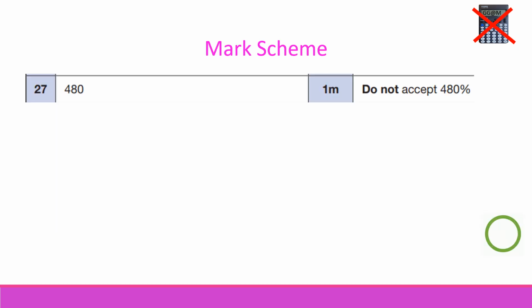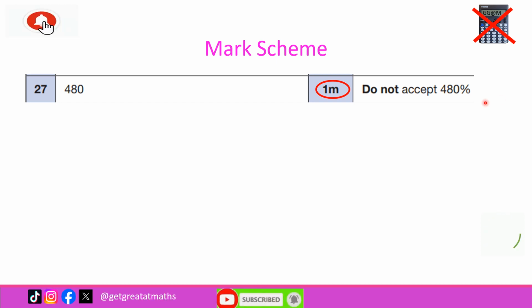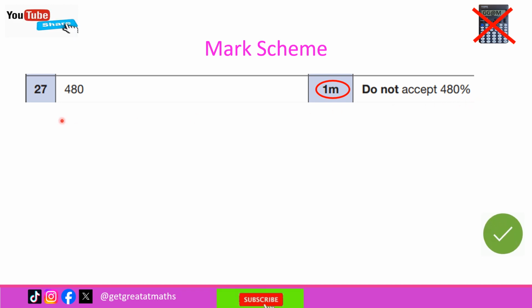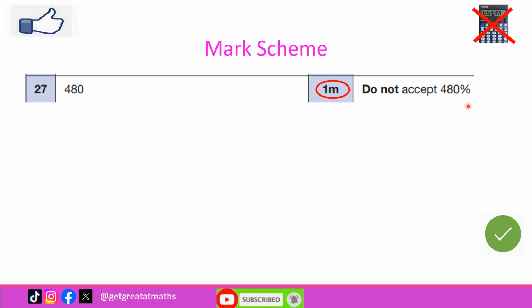The mark scheme shows the answer is 480. 1M means 1 method mark. It does say on the right hand side, do not accept 480%. So it must be just 480. You can't put the percent sign afterwards.